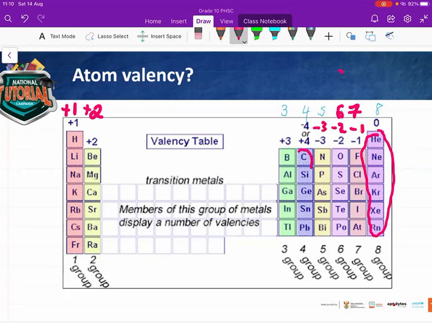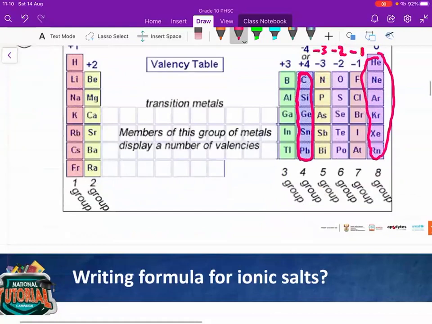Group 4 is special because these have 4 electrons. They can either gain electrons or lose electrons. That's why elements in that group are so versatile, particularly carbon. It's a whole sphere of chemistry on its own called organic chemistry, because carbon can make so many different molecules. So that's the atom valency, which is important for what we're going to do in this section.